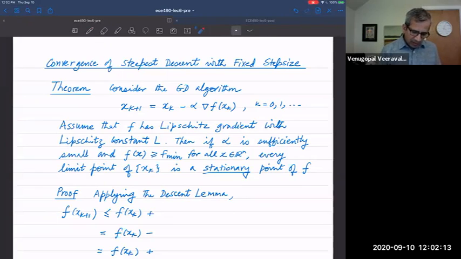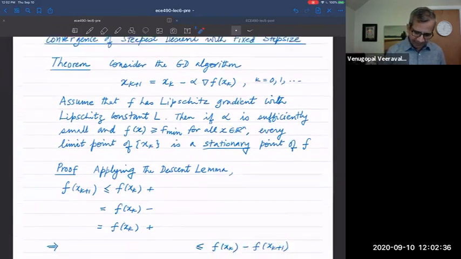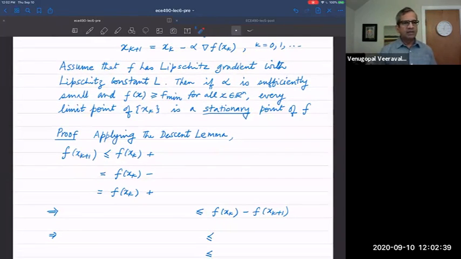So here's the deal. We assume that f has Lipschitz gradients with constant L. If alpha is sufficiently small, and of course f is lower bounded by some f min for all x, then we can show that every limit point of x_k is a stationary point of f. So how do we do this? We use the same lower bound condition even when we prove that Armijo's rule converges, right? Gradient descent with Armijo's rule converges. But here we're not doing Armijo. We're fixing the step size. So now we have to be a little more careful. We need the Lipschitz gradient condition.